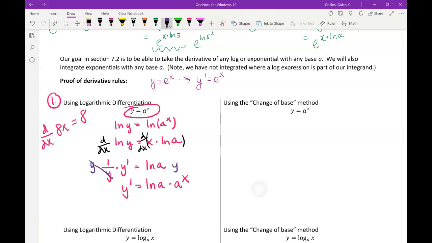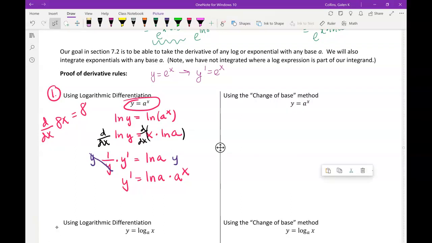What if we applied this rule with base e? So what if I did have y equals e to the x? My y prime would be the natural log of e times e to the x, and that's just e to the x. So that holds with what we've already learned about the derivative of e to the x.